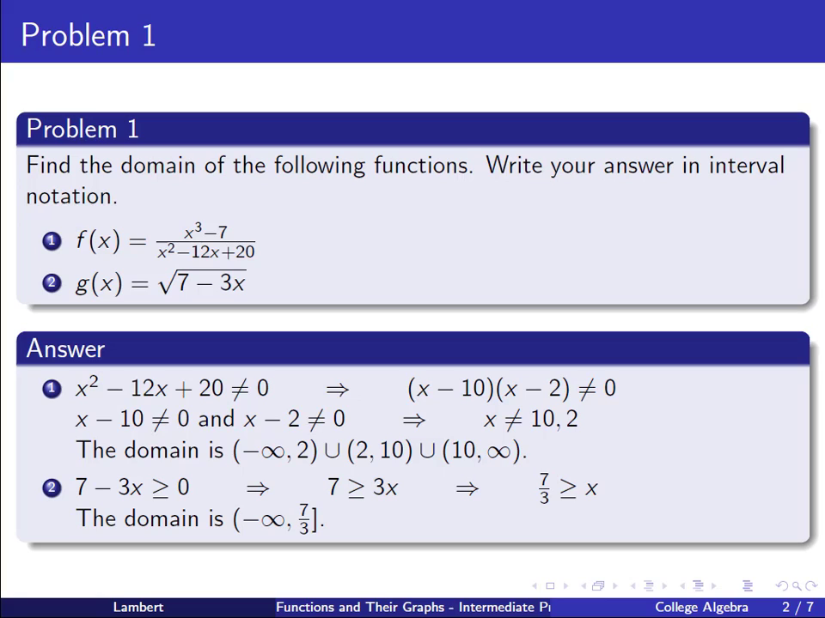And so this means our domain goes from negative infinity to 7/3. And in this case, since we have greater than or equal to on the 7/3 side, or less than or equal to if you go x is less than or equal to 7/3, we want to have a bracket in that case. Okay.